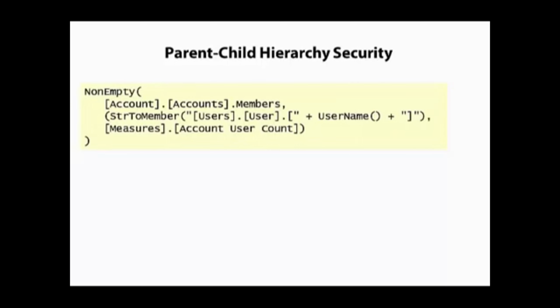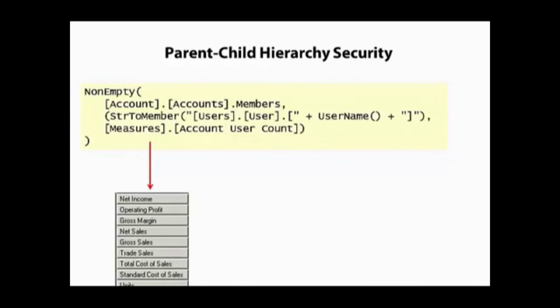A non-empty expression like this, based on an account user bridge table, returns not just a set of members on a single level, but members from that table plus their ancestors. In this example, net income is the highest level ancestor, but the account user table only authorizes the user to see trade sales, standard cost of sales, and units. And because of the parent-child hierarchy, access to the ancestors means we have access to all descendants in the parent-child hierarchy, which means nothing is secure.